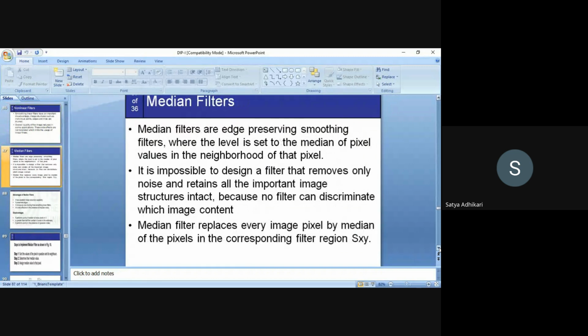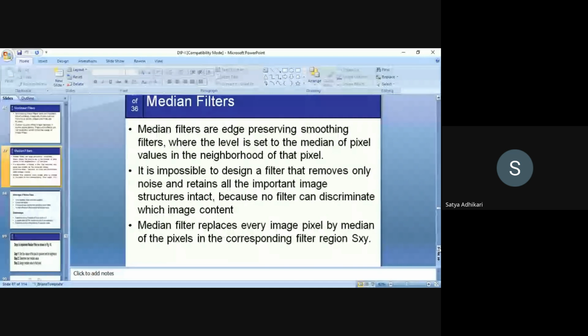Instead of taking the average or mean, if you take the median, please recall that the median is the mid value of a range. The mid value is the median. Please recall the mean is the average value. Median is the mid value. Mode is the frequency, how many times a value occurs. That is the mode.